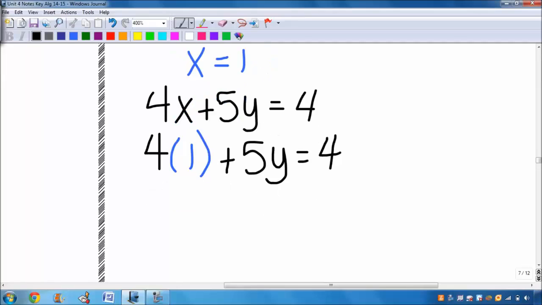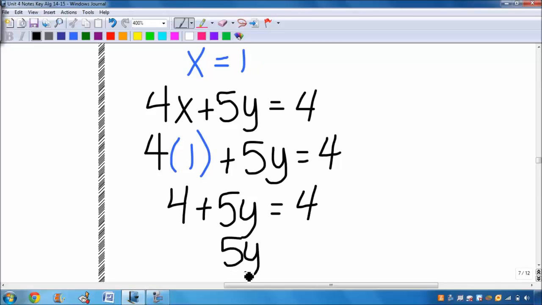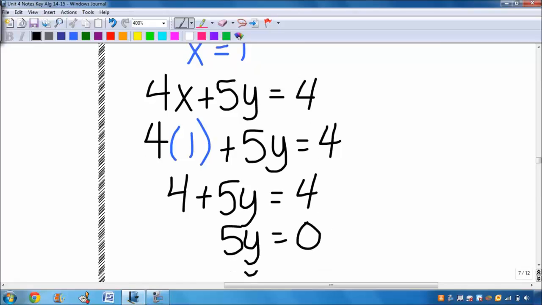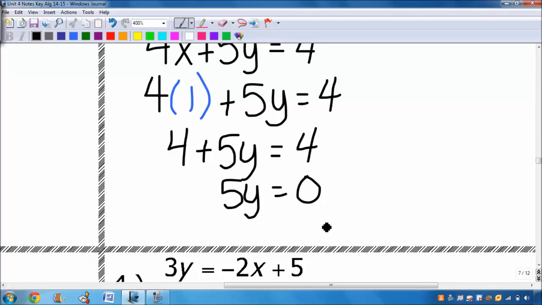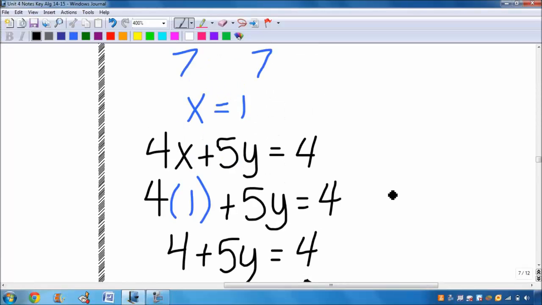Okay, so then I'm going to just go ahead and continue solving. Subtract the 4 from both sides, I get 5y equals 0. A lot of people think at this point that there's no solution. There is a solution. It's just that the solution is that y equals 0. You only get no solution if you get two completely unequal numbers. But since y is a variable, it's still possible for me to solve. Okay, so that means that my answer would be 1, 0.